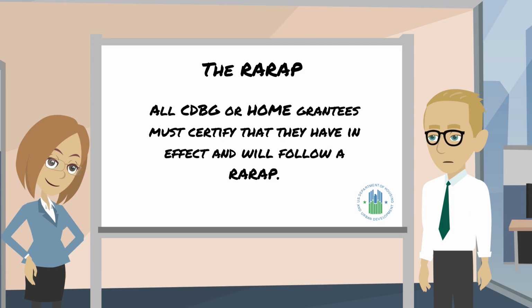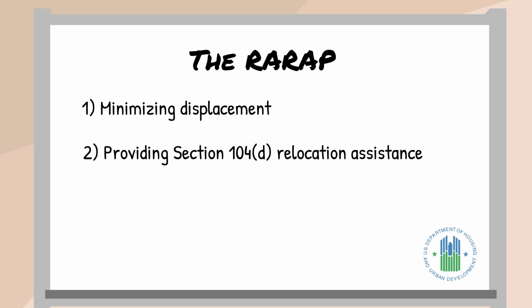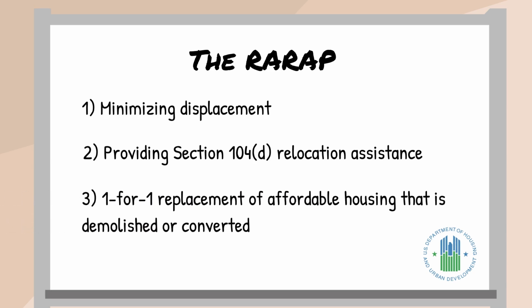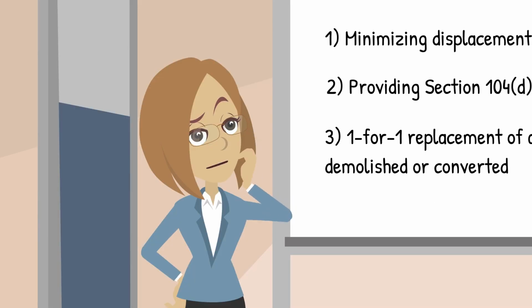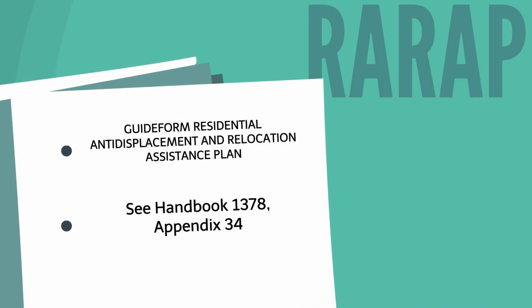All CDBG or HOME grantees must certify that they have in effect and will follow a RARAP. A RARAP addresses three things. Number 1, minimizing displacement. Number 2, providing Section 104D relocation assistance. And 3, one-for-one replacement of affordable housing that is demolished or converted. Do we have a RARAP? Yes, we do. It's actually a requirement in order to receive CDBG or HOME funding. We created ours using the guide form from HUD Handbook 1378.